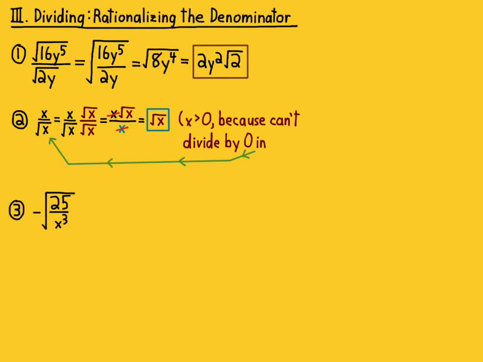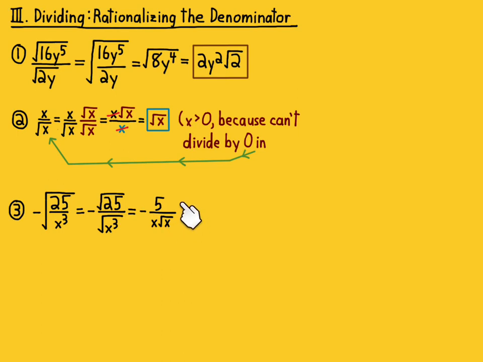Okay, so here's another example. Negative the square root of 25 over x cubed. So that's negative the square root of 25 over the square root of x cubed. That's negative 5 over x times the square root of x. Now I have a square root of x in the bottom. That's perfectly fine. Normally I would just stop there, but if it says rationalize the denominator, that means I need to get rid of this square root in the denominator.